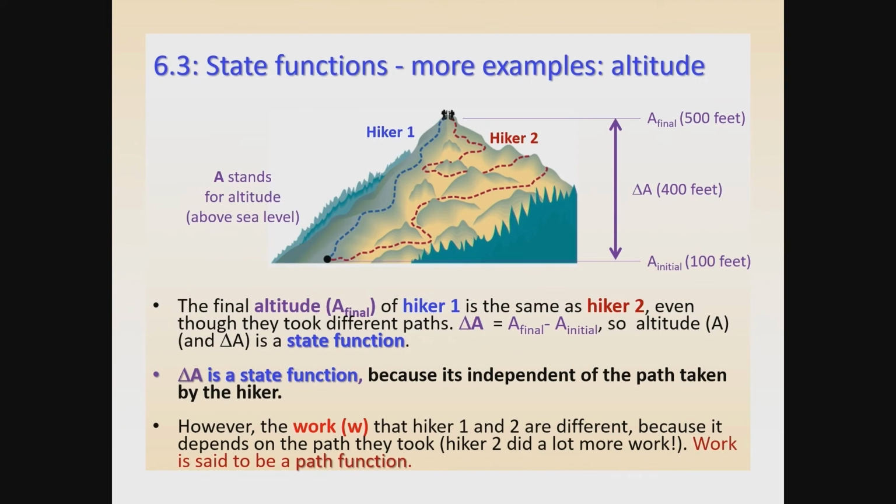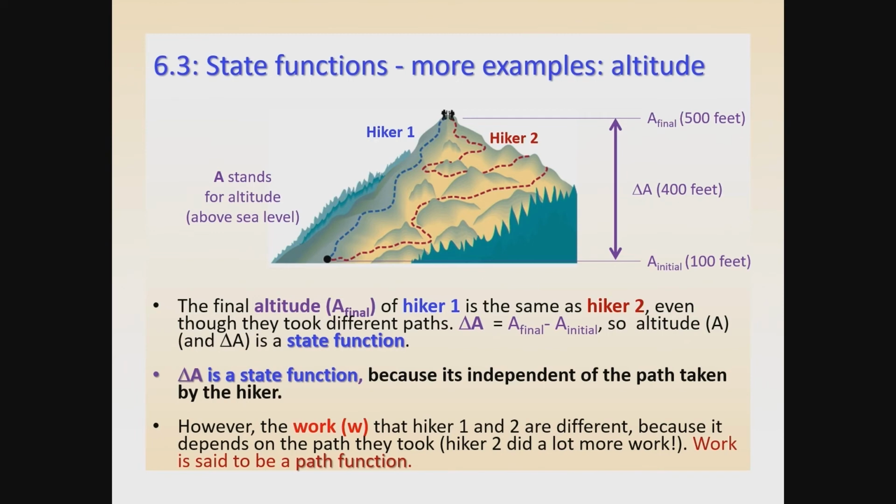Now, one thing that's kind of interesting to look at as well is trying to think about the work that these hikers underwent. Recall that work is the force that you might apply on something times the distance over which that force is applied. So the hiker is going to be walking up the hill with a force, traveling a certain distance. So you can see that although altitude does not depend on the pathway which a hiker took, on the other hand, work does.